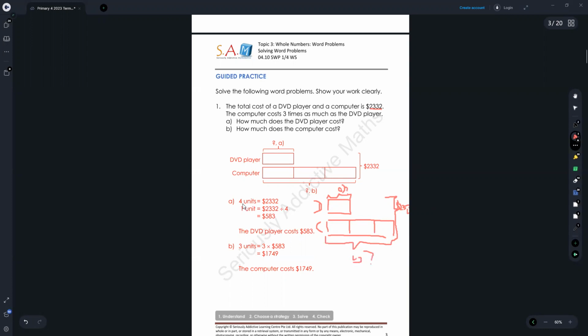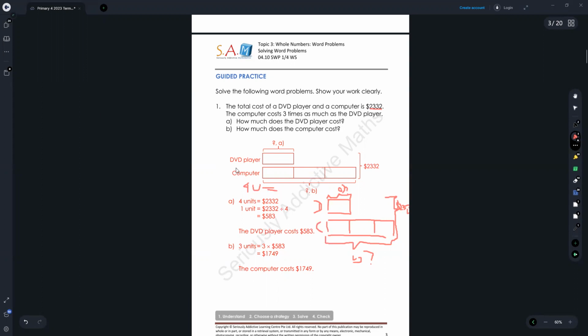So for A, all right, how they are supposed to find the answer is, if they look at the bar model, there are 4 units here, correct? 4 units, so they write 4U. You can write U for short. 4U equals $2,332. I'll tell them that when you do the bar model method, it is about finding the value of 1 unit. Everything we do is about finding the value of 1 unit. So 4 units equals 2332, 1 unit equals 2332 divided by 4, and you get $583.